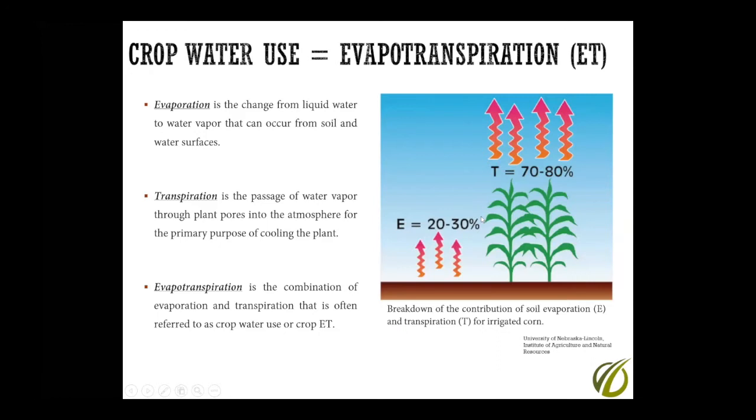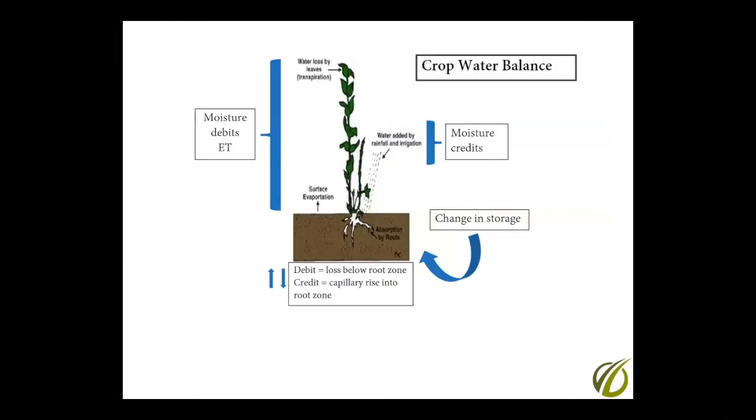In a typical situation, transpiration makes up 70 to 80% of that total value, with evaporation being 20 to 30, unless you're in saturated soil conditions right after a rain. You have surface moisture readily available, so the evaporation rate increases and transpiration decreases. That decreases the cooling effect on the plant, and so that's part of the water stress that we see during saturated soil conditions.